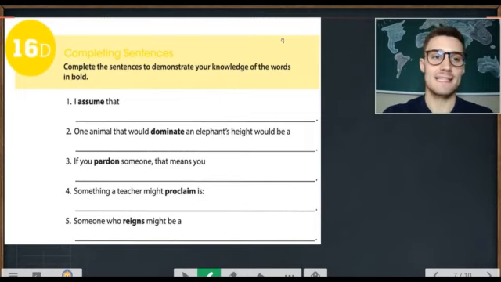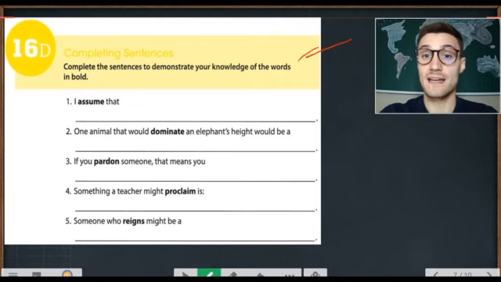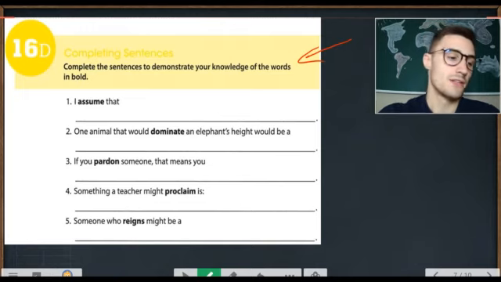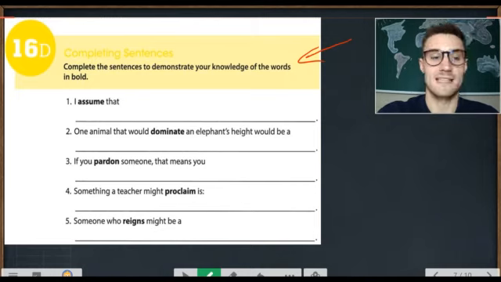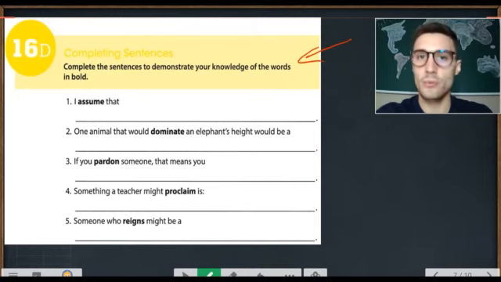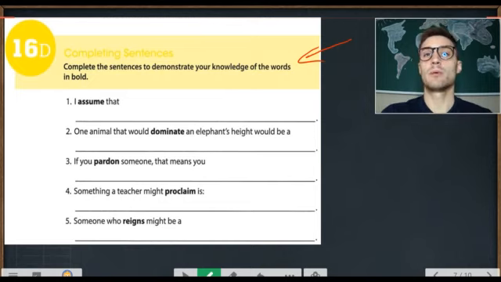Next, it's activity 16D. Now this is the final activity for today's class. First, let's read the instruction. Completing sentences. Complete the sentences to demonstrate your knowledge of the words in bold. Great. So we have to just finish these sentences. Try to use your own words as much as possible. Remember that we always start a sentence with a capital letter and end it with a full stop.